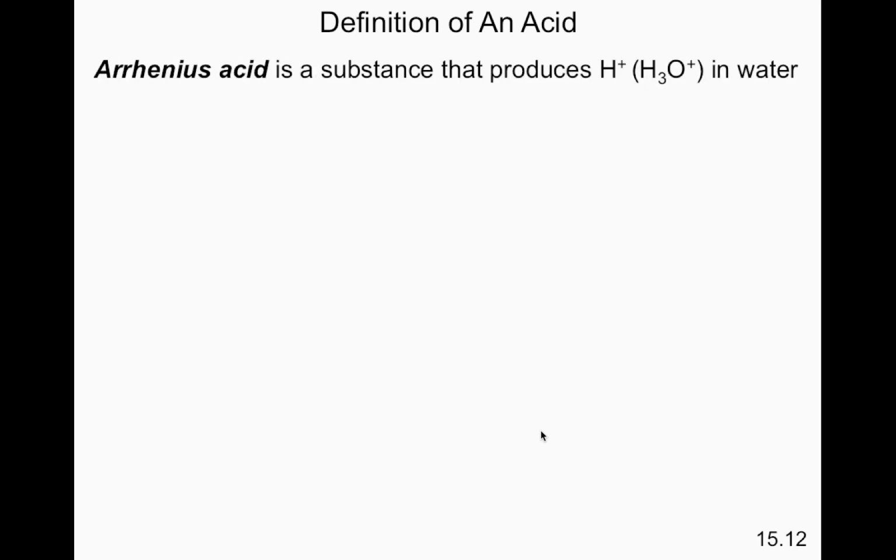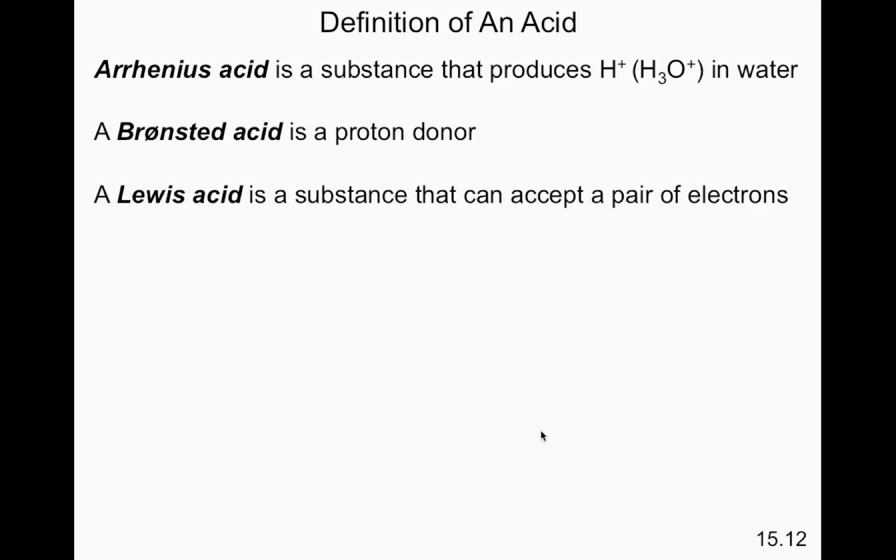Now, definitions of an acid. So far we've had Arrhenius acid, a substance that produces protons. Bronsted acid, something that donates protons. Looks like the same definition for those two. The difference is Arrhenius acids have to be in water. Bronsted acids don't have to be in water. They can be in other solvents.